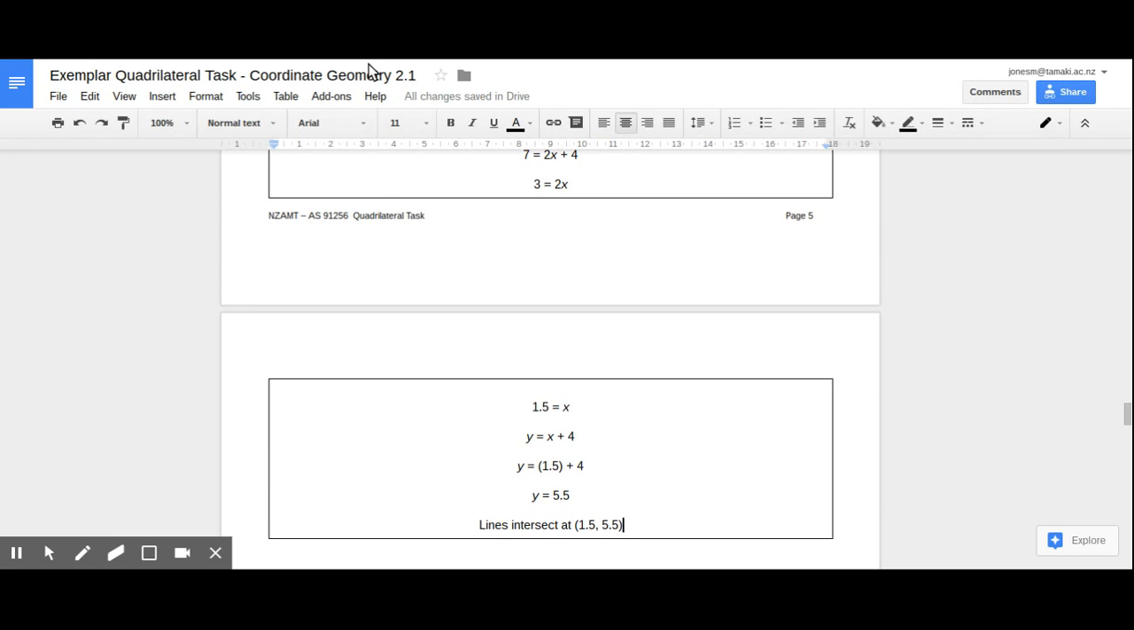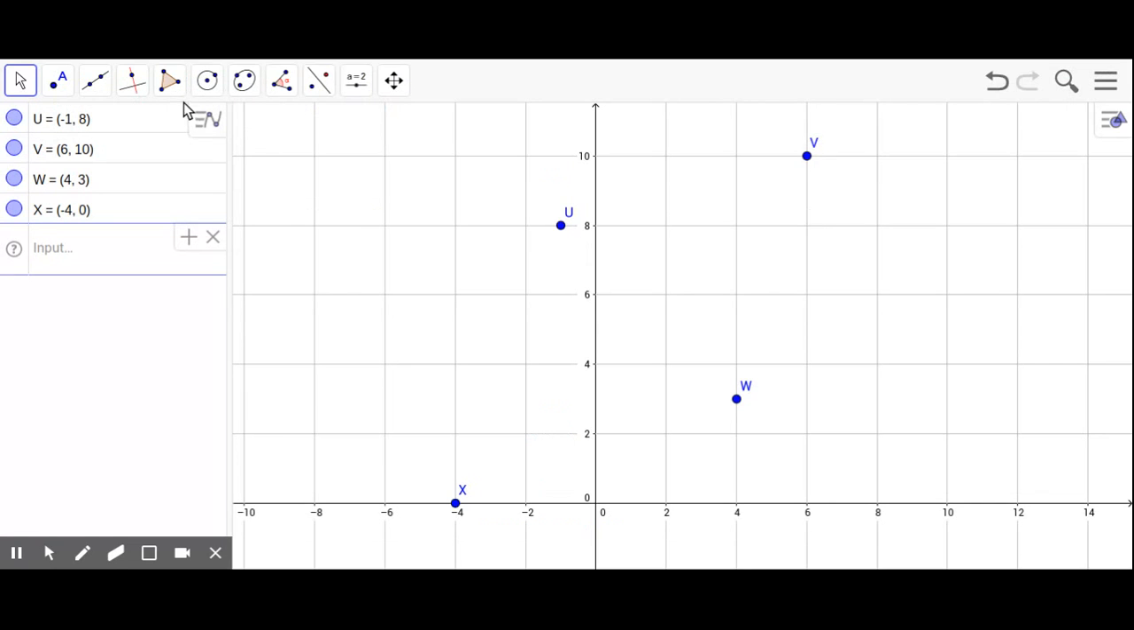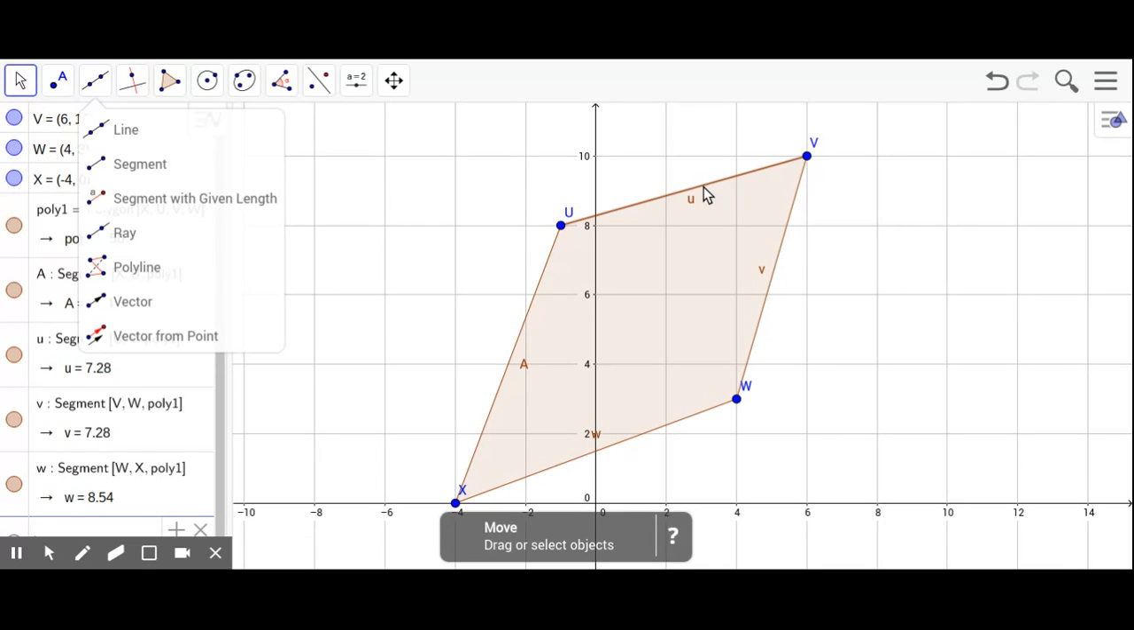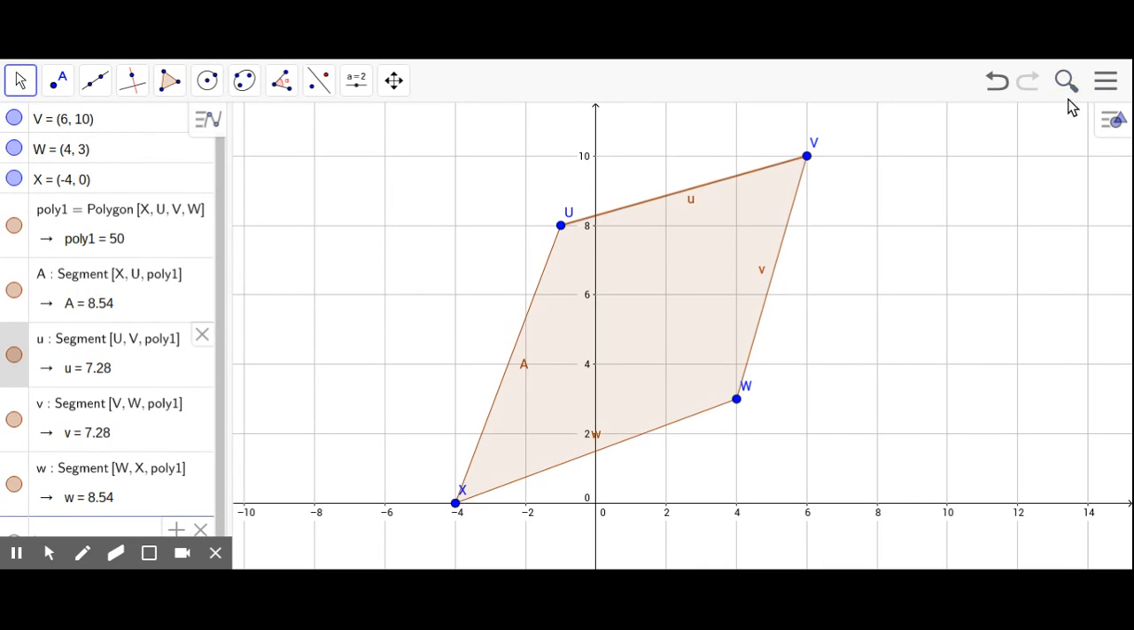Okay, now finally I could start checking all of this on GeoGebra. So I clicked on the polygon tool. I've made the shape there. These little U, V, W, and X labels are sort of getting in the way, so I'm going to hide those. Hide those, hide those. Hide this one as well.